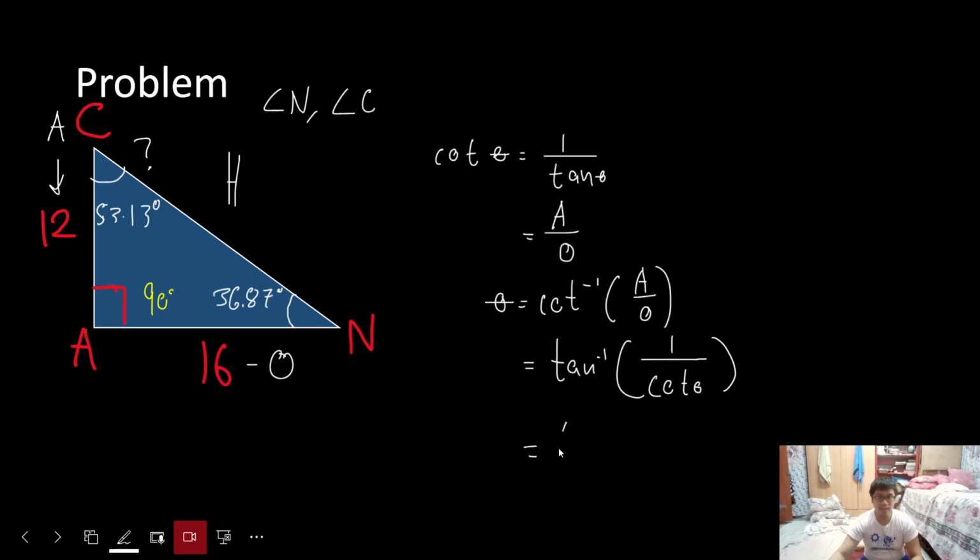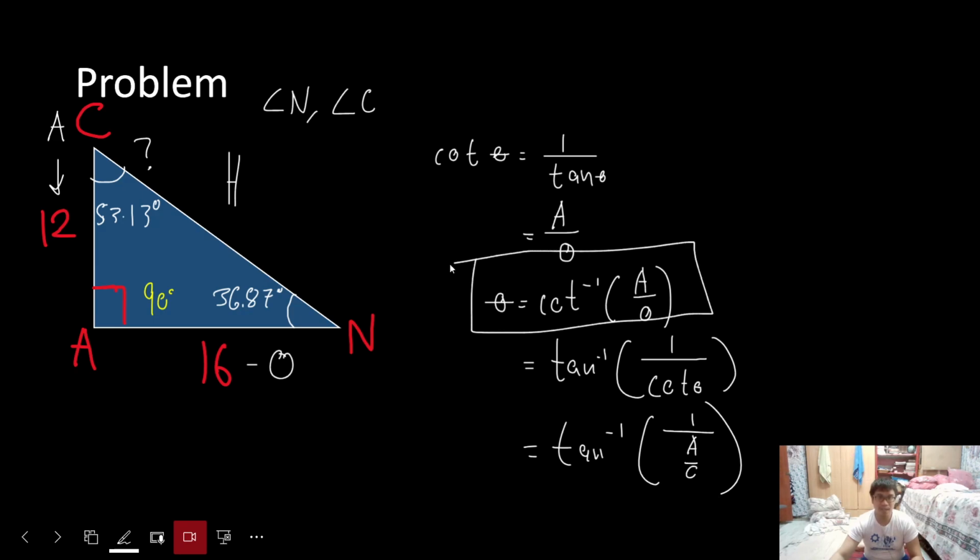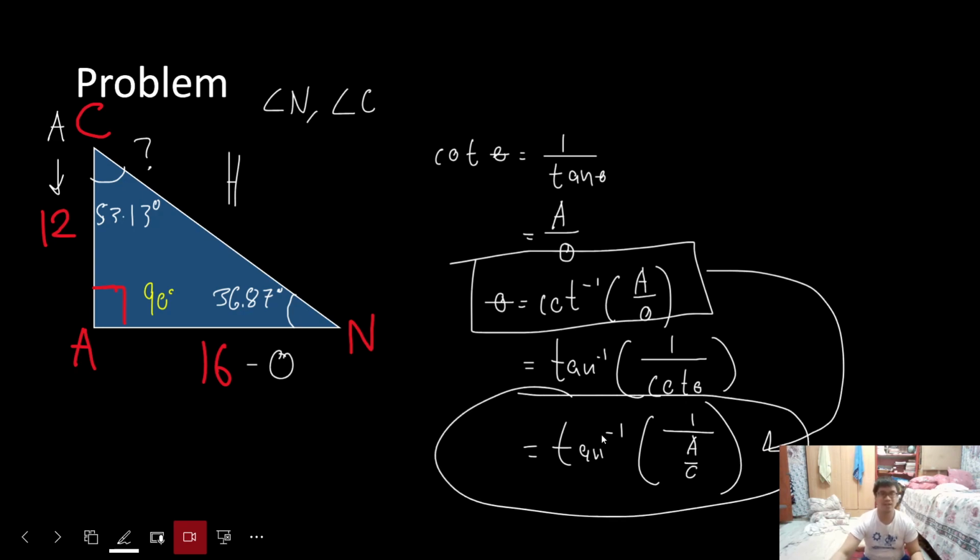Or in other words, this is arc tangent of 1 all over A all over O. So instead of using this, just use this one right here. Just use that one, and the answer is still the same. It's still the same.